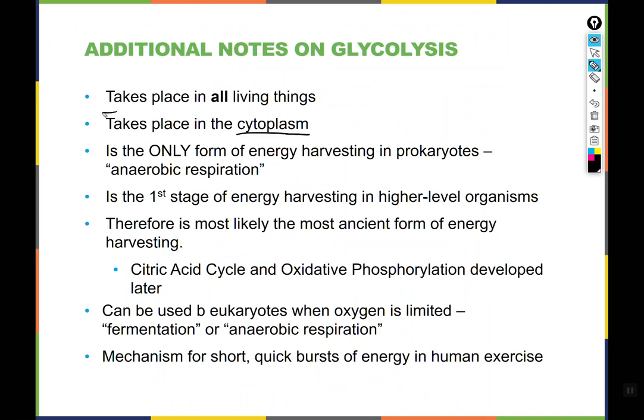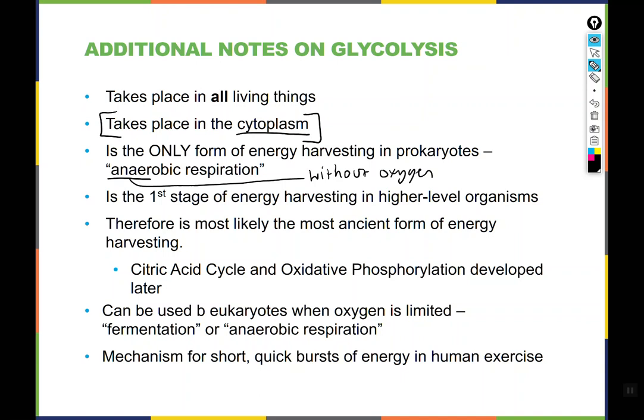And this is a really important bullet point here because I expect you to know in which cell compartments things are going on. So it's the only form of energy harvesting in prokaryotes. So we call it anaerobic respiration. This means without oxygen. So glycolysis doesn't require the breathing of oxygen in order to work, and so prokaryotes don't require oxygen to perform glycolysis.